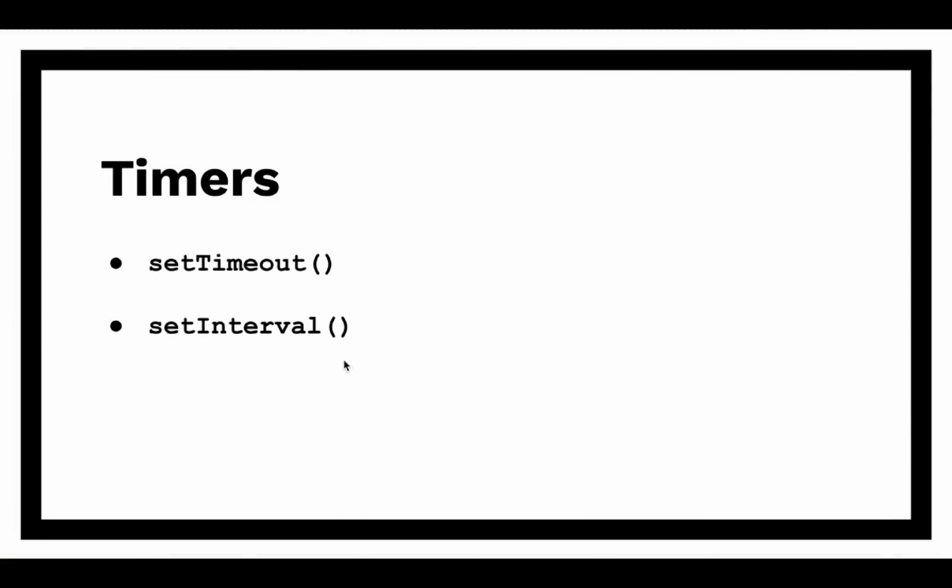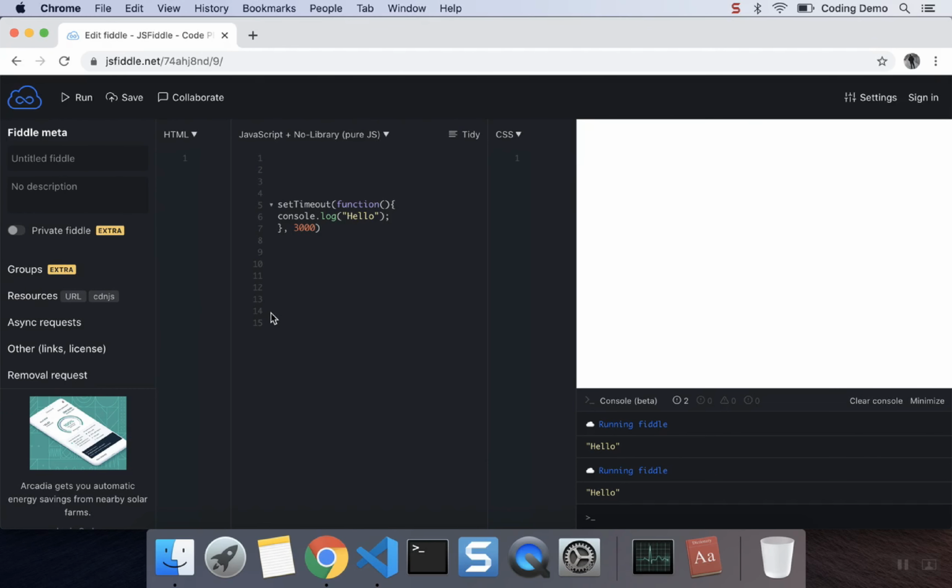So the next method that we want to look at is set interval. Set interval method calls a function or evaluates an expression in a specified interval. So again, it's in milliseconds. So let's say you want to display the time, so you want to display the clock. This is a very interesting use case, by the way.